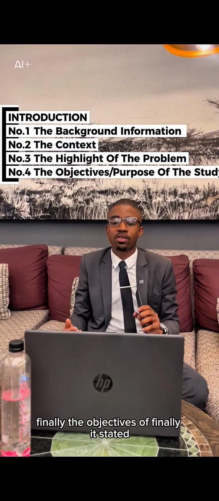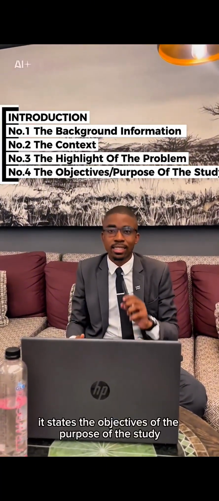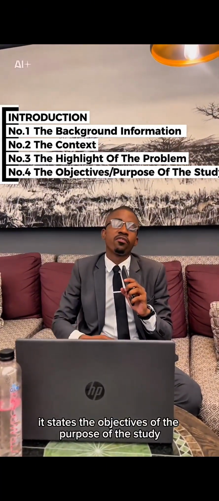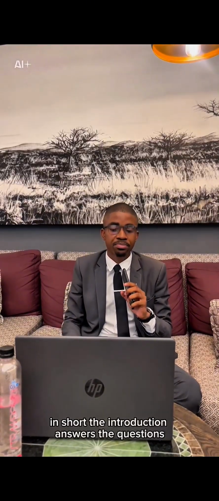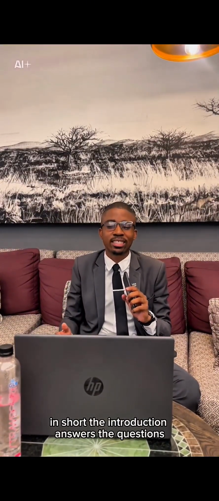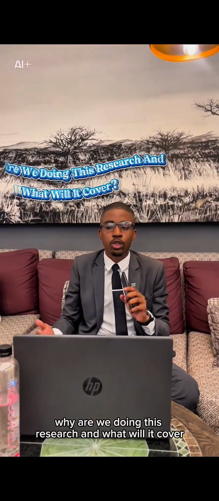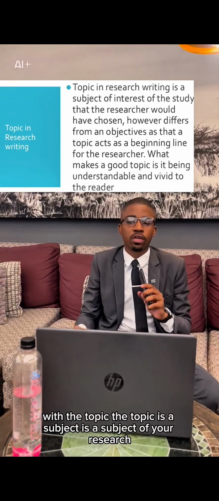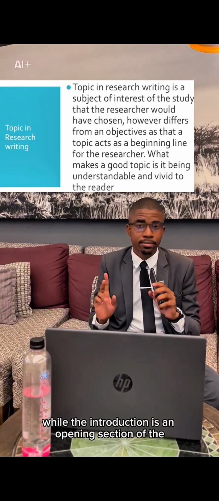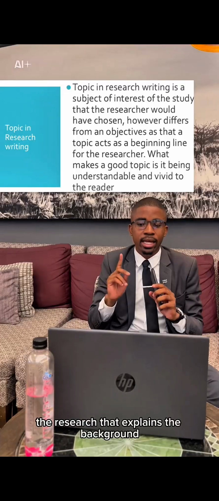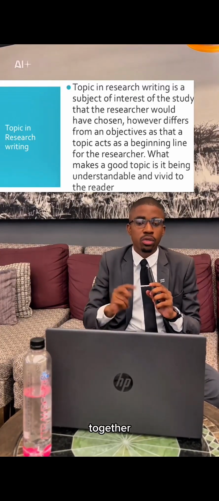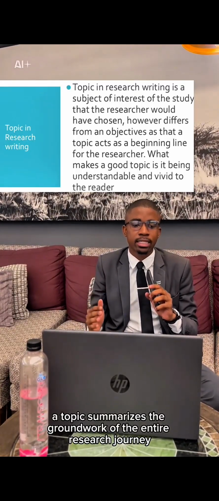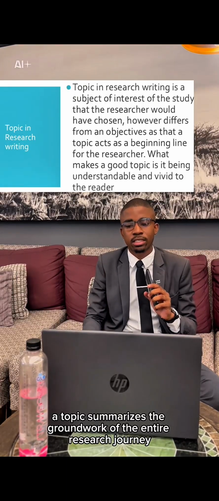Finally, it states the objectives or the purpose of the study. In short, the introduction answers the questions: why are we doing this research, and what will it cover? The topic is the subject of your research, while the introduction is an opening section of the research that explains the background. Together, they summarize the groundwork of the entire research journey.